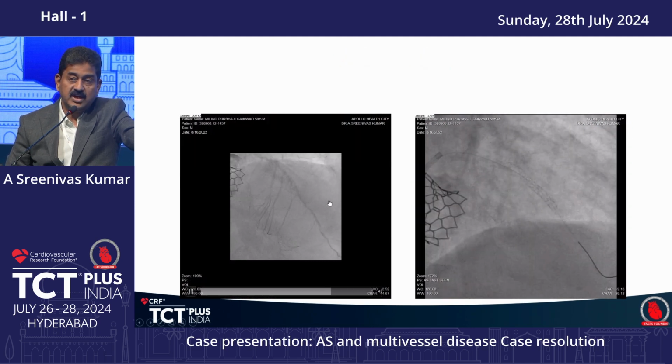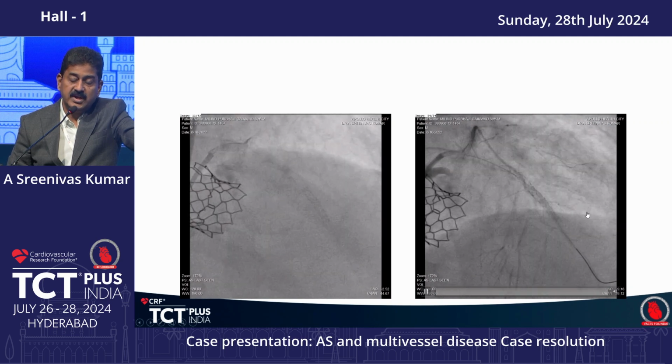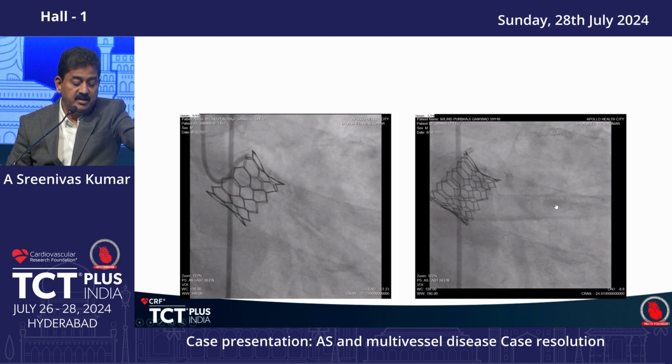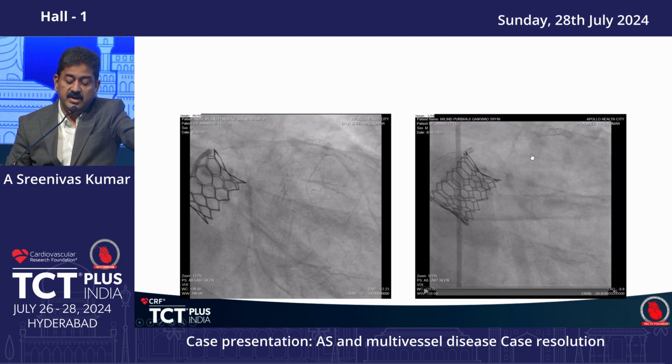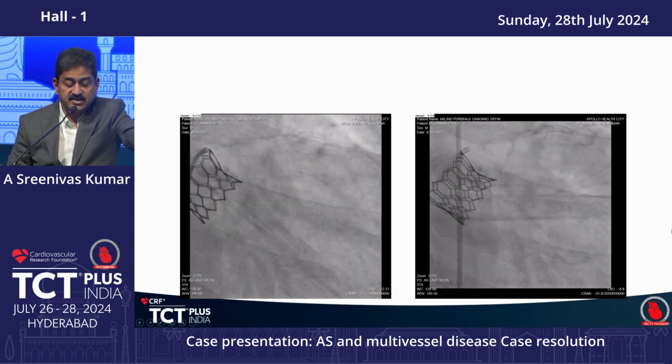This is the LAD, which was very ugly looking, but fortunately with multiple steps I edited, this is the post-procedure LAD result. And this is LCX, which was occluded, and after that, it has opened up well, though there is some diffuse disease because of diabetes and CKD.